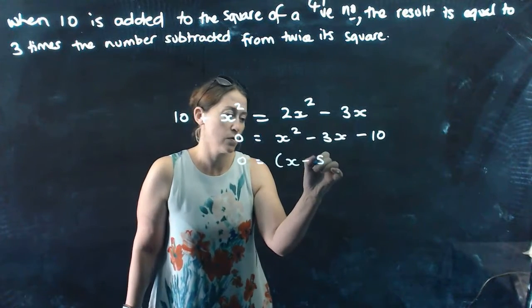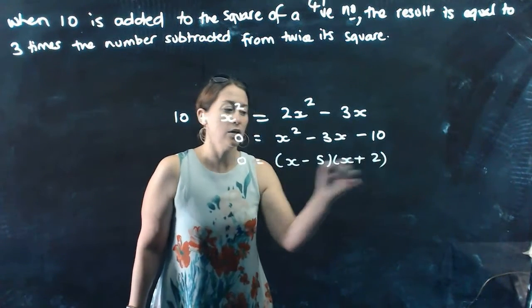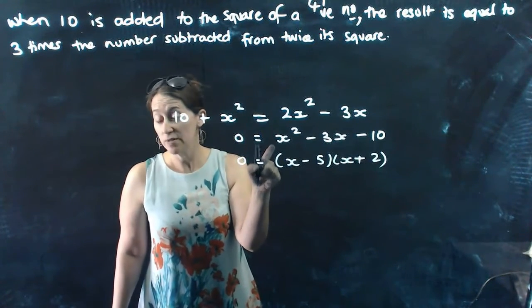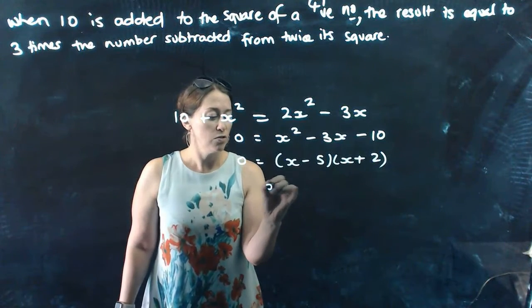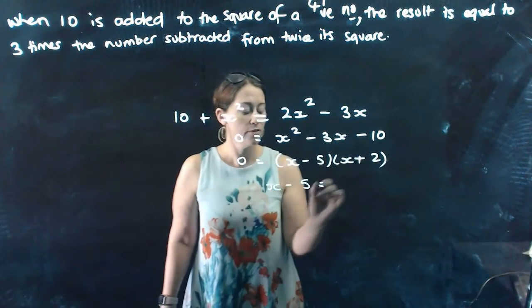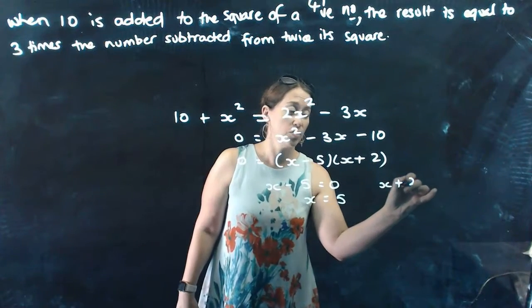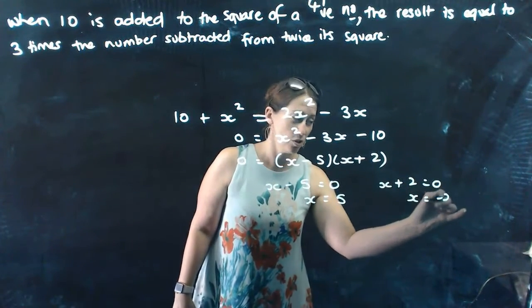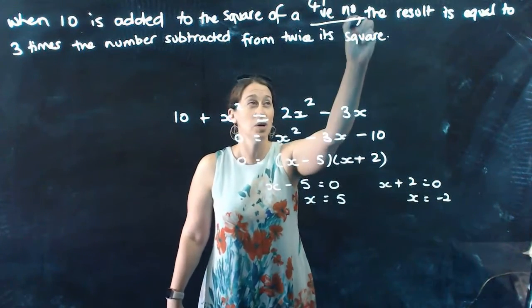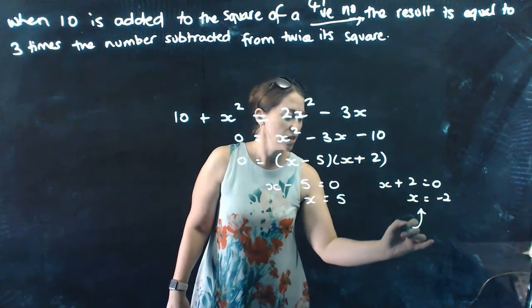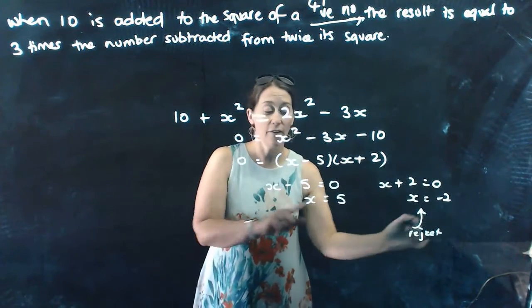So use the shortcut because the coefficient of the x squared is 1. Using the null factor law, either x minus 5 equals 0 so x equals 5, or x plus 2 equals 0, which means x equals minus 2. Well, it says here in the question it must be a positive number, so we reject this one, and our number has to be 5.